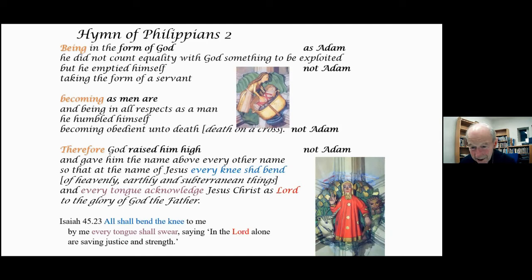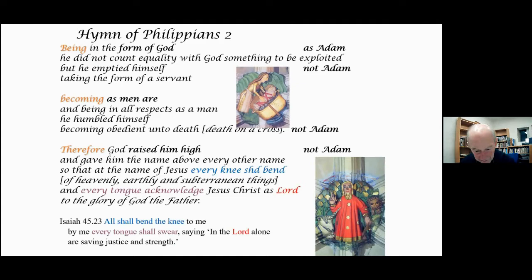Adam, the first Adam, wanted to escape death. And you remember the serpent said to Eve, but going to Tyndale's translation, "Tush, he shall not die." So the serpent says to Eve, "You're not going to die if you eat of the fruit." So Adam wanted to escape death. And therefore God raised him high. No, Adam was lowered. Adam was humiliated and cast out of the garden. So it's possible that this hymn is contrasting the second Adam with the first Adam. But I don't think that's the really important piece.